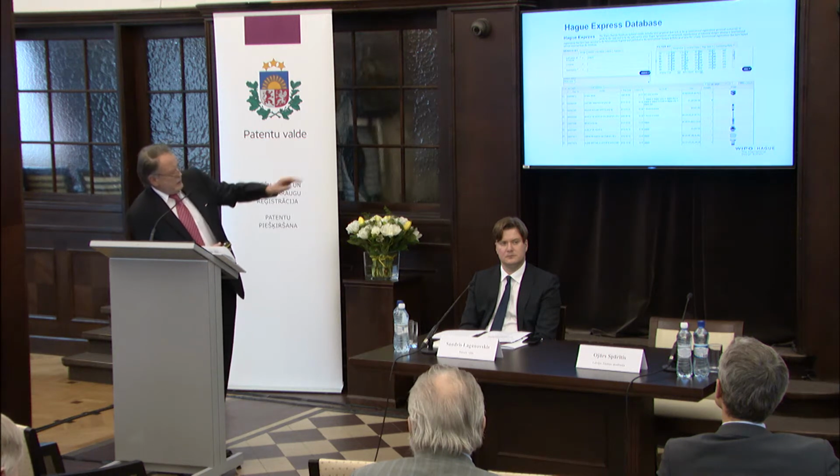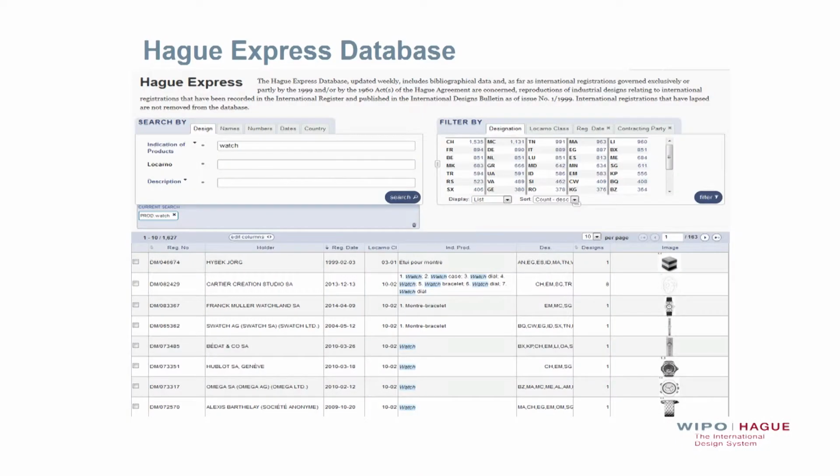As I made it here, you see I introduced watch, and the system showed me all the registrations regarding watches. By names, by numbers, if you know the numbers, by dates of registration, and by country. Also, we have a filter. It's very easy to use, but you will receive all the information concerning these registrations.